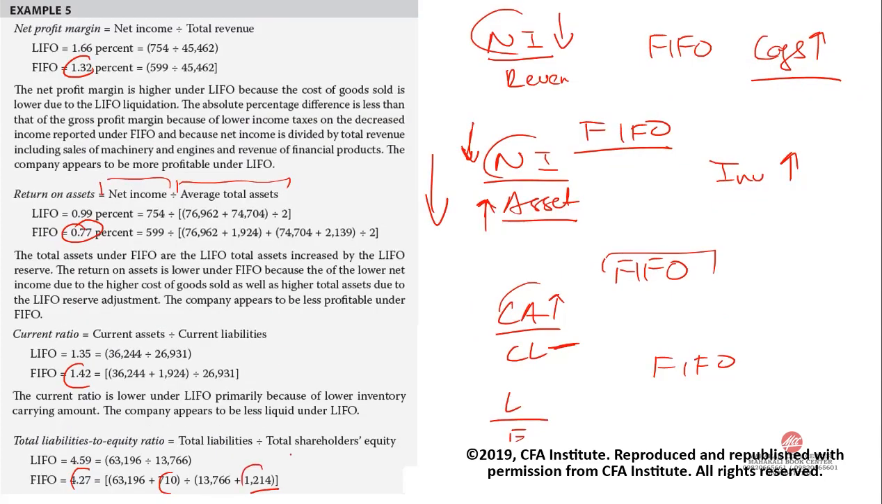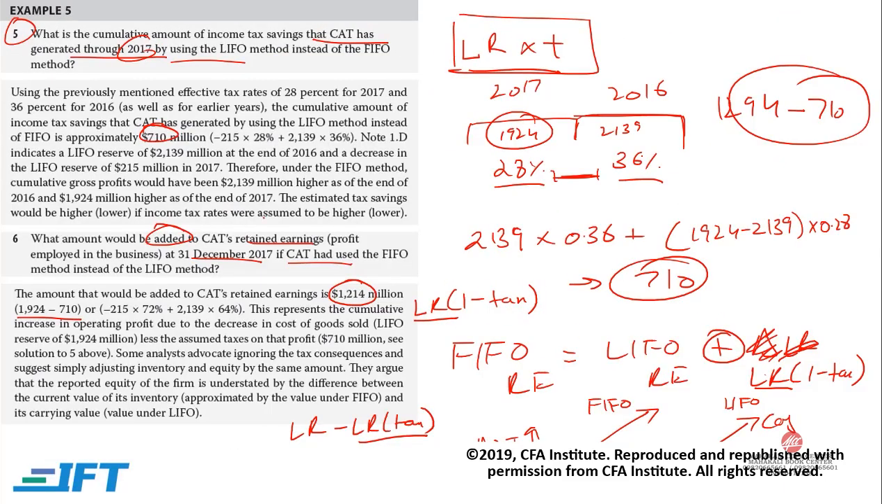And this 1214 is coming from the retained earnings that we calculated, the amount that would be added to retained earnings if it had used FIFO instead of LIFO.